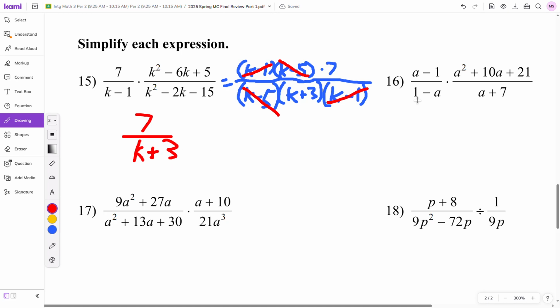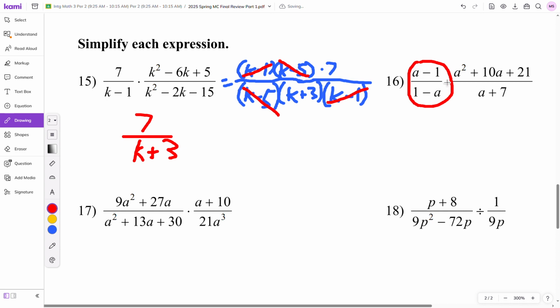Number 16. Here's an interesting one. This happens a lot. What do you do in this? It seems like they're the same, but they're not the same. And the order is different. But in another sense, they are actually very similar.